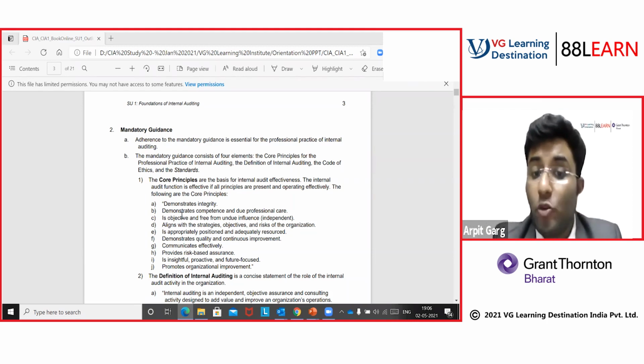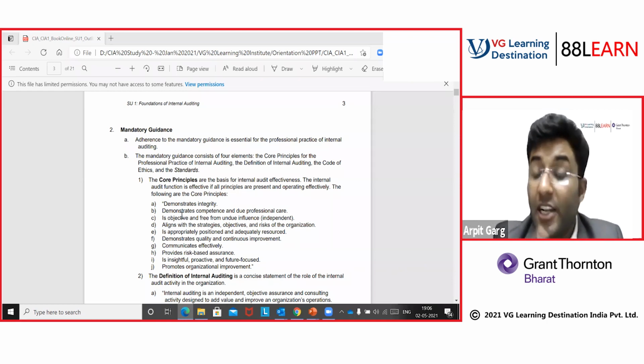Is appropriately positioned and adequately resourced. This is very, very important, guys. We as internal auditors have to be appropriately positioned. We should be adequately resourced. We should not have limited resources, with one person doing so much of the job that he cannot cover the entire scope. So we should be appropriately positioned and adequately resourced.